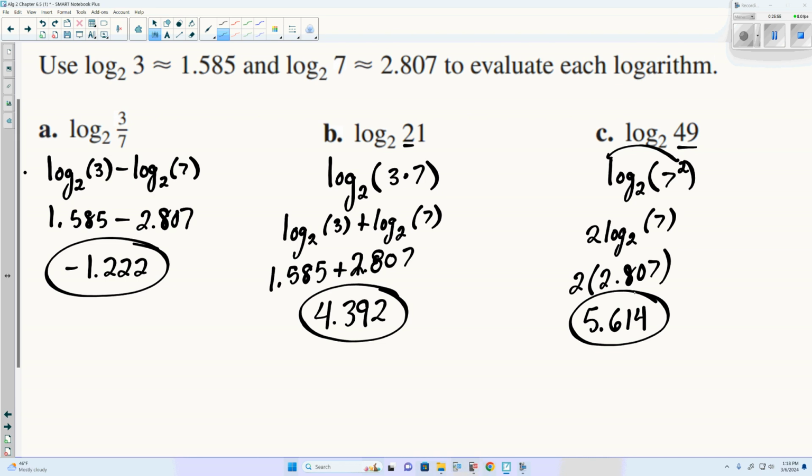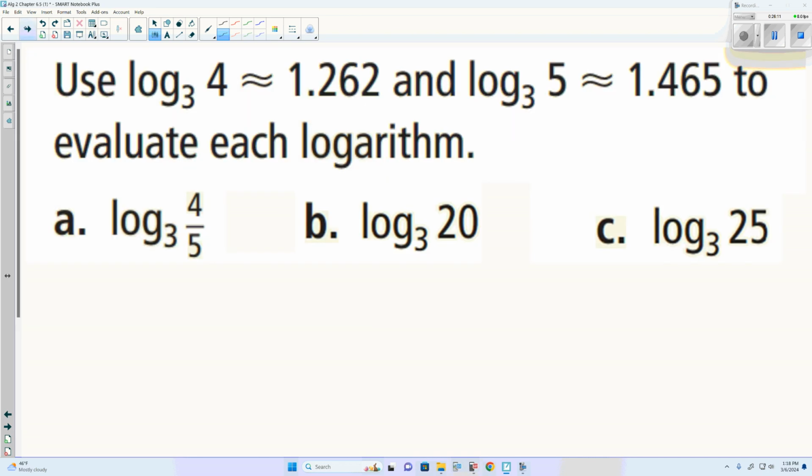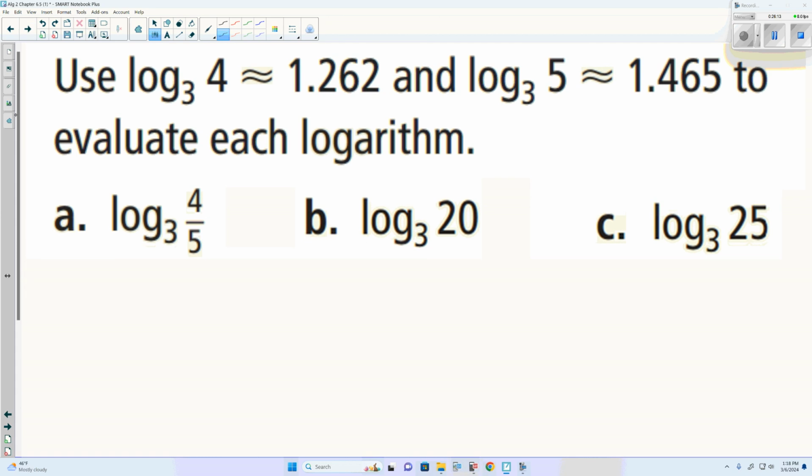That's it. Questions on this here? We good with these 3 here? Yes? We'll look at 3 more.